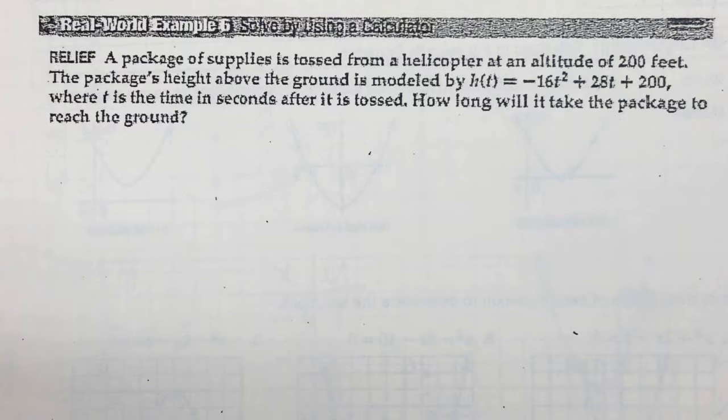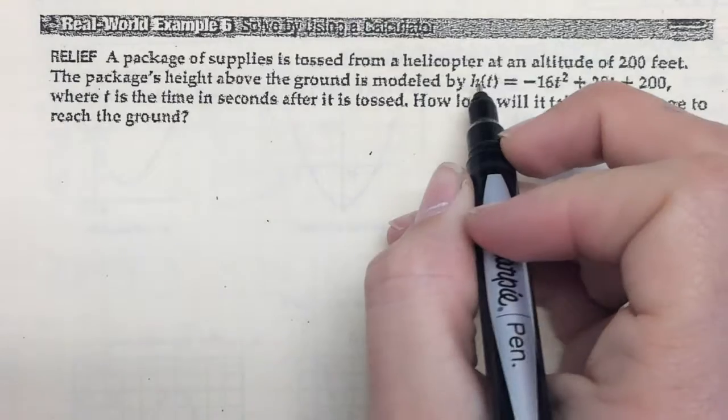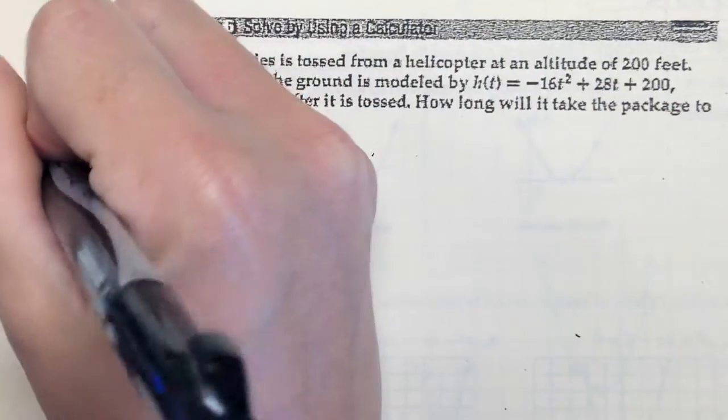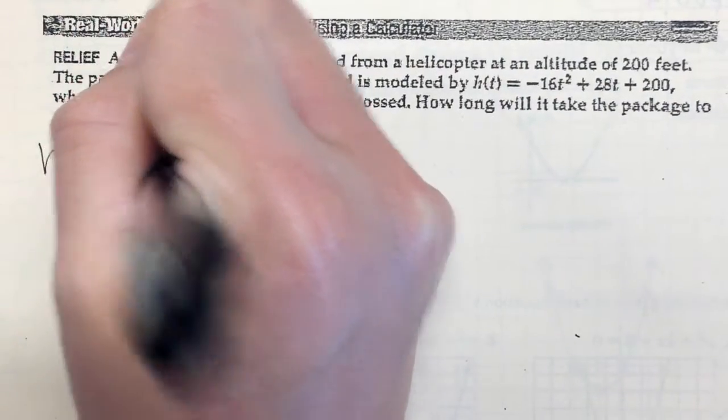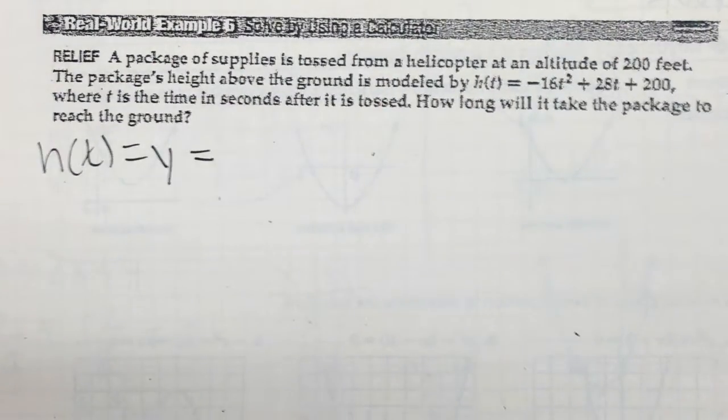Okay, Abigail, if you'll read this word problem for me. A package of supplies is tossed from a helicopter at an altitude of 200 feet. The package's height above the ground is modeled by h. You don't have to read that. Okay, good. Where t is the time in seconds after it is tossed. How long will it take the package to reach the ground? Okay, so just so we're clear, what does h of t stand for? Y, but what does it represent in this problem? Read it.